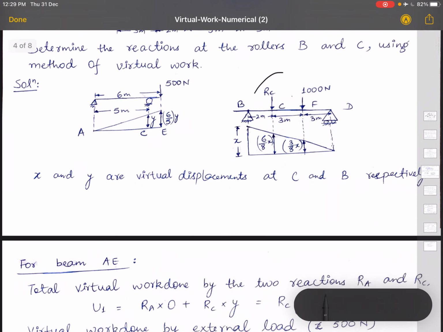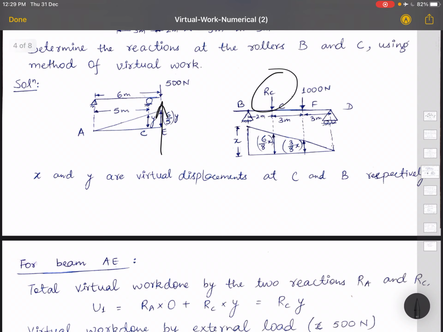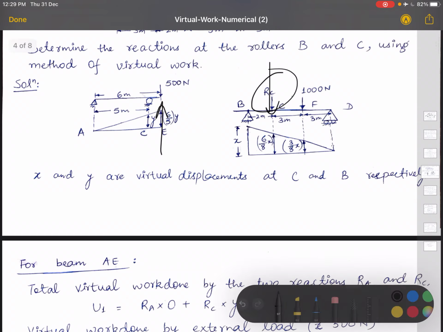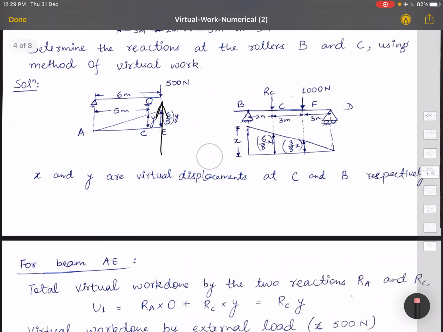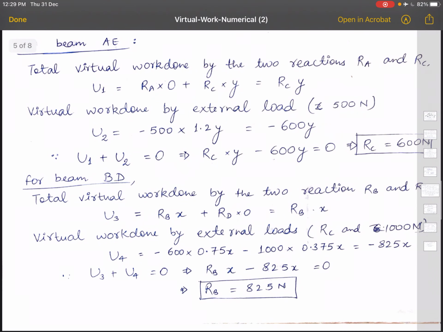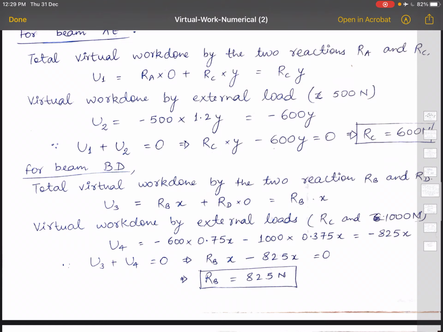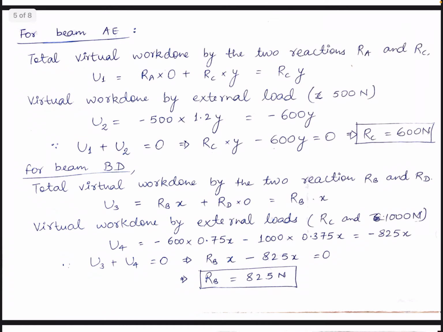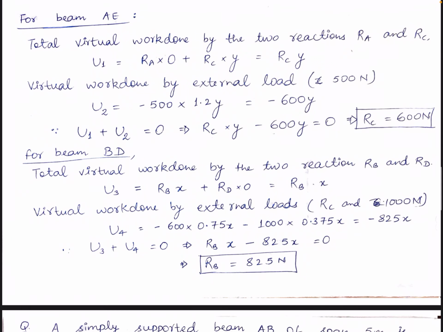So it is action reaction. Here RC is there and here RC is there. So due to our action reaction pair, it is coming from Newton's third law. So RC you have calculated from the beam AE. Now put that value in beam BD and you will get RB as 825. The ordinates I am not telling because it is very simple and you can easily calculate by similar triangle method or linear method.